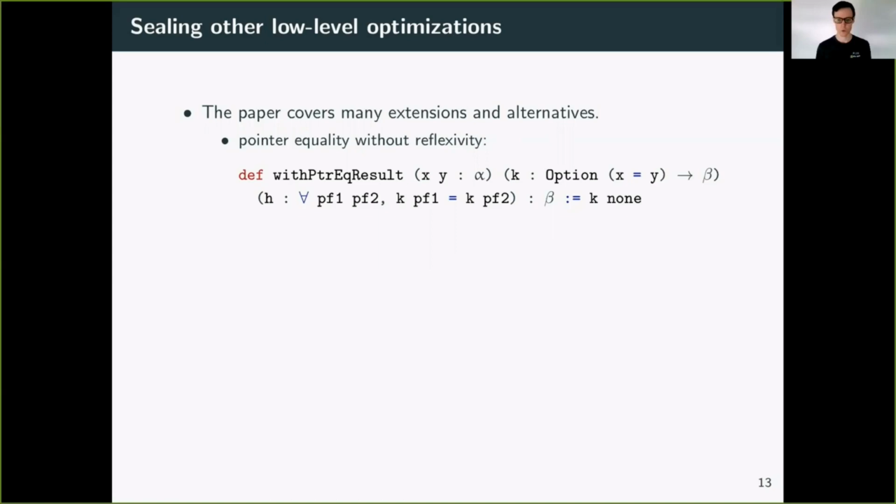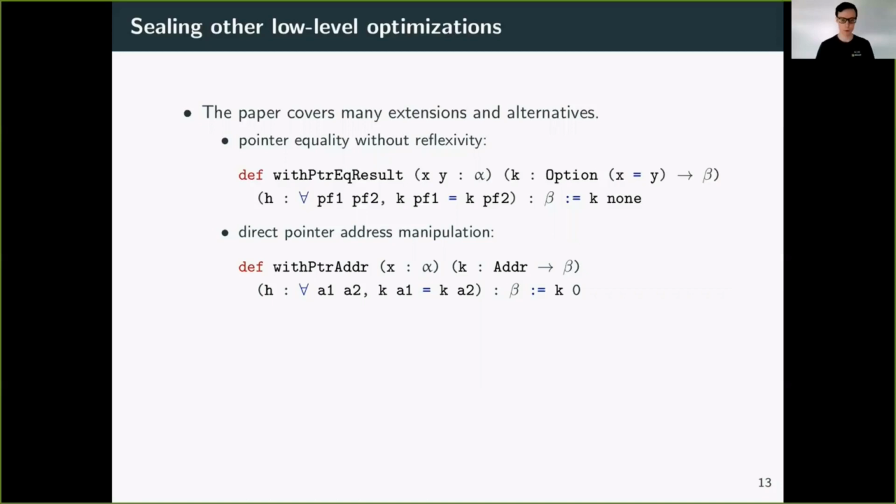And we can also support direct pointer address manipulation with the new primitive with pointer adder, which takes a term x whose address we want to inspect, and it takes a continuation k that is going to look at that address and again return an element of an arbitrary type beta. And the precondition we need here is that no matter what address we give k, k returns the same value. And then the reference implementation just evaluates k at an arbitrary value, zero, whereas the optimized version will evaluate k on the actual memory address of x. And the proof very trivially implies that the optimized version is functionally indistinguishable from the pure reference implementation.